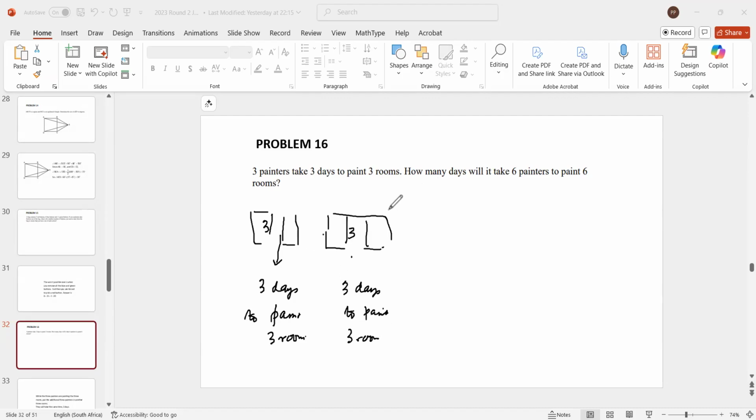So if you put all of them together, it means you only take 3 days. The answer is 3 days. As you can see, both of them take 3 days. They all start together, so they will take 3 days. And they would have finished painting 6 rooms, right? These 6 people will take 3 days to paint 6 rooms.